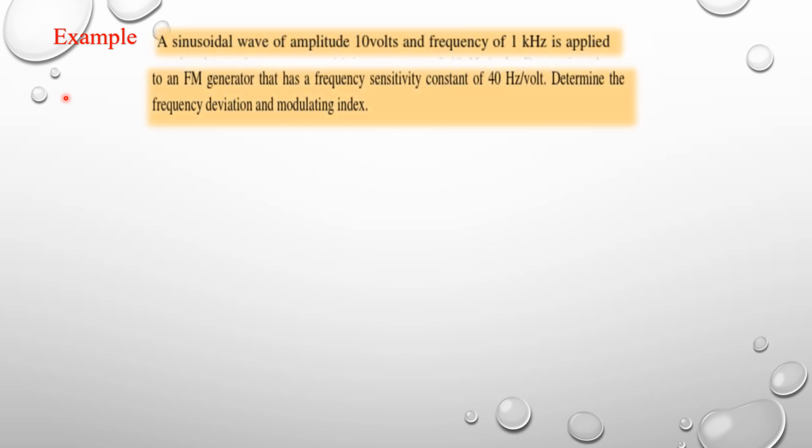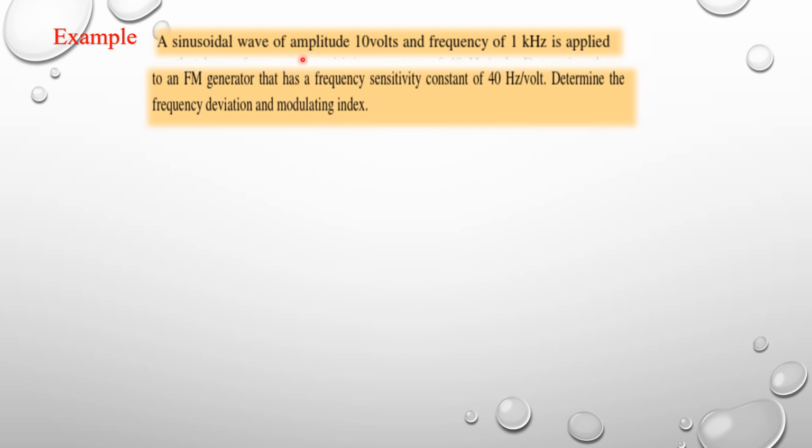Now we will look into some examples. The given problem is: a sinusoidal wave of amplitude 10 volts and frequency of 1 kilohertz is applied to an FM generator that has a frequency sensitivity constant of 40 Hz per volt. Determine the frequency deviation and modulation index.